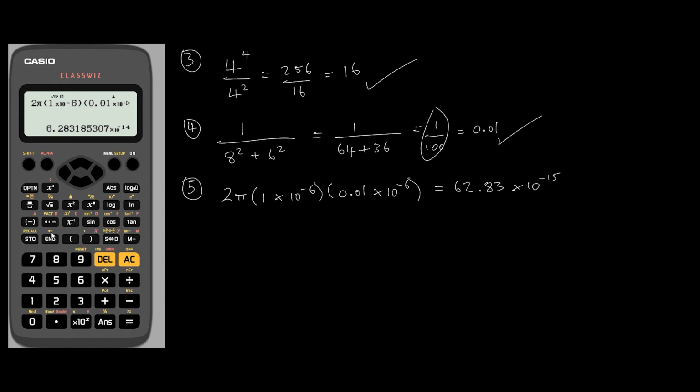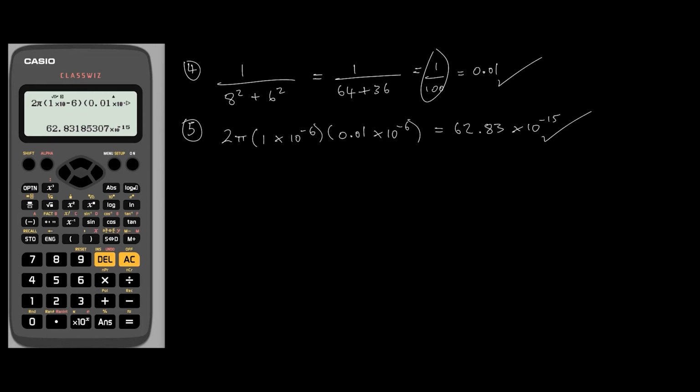It will do when I hit the engineering button here, like so. 62.83 times 10 to the minus 15 is correct. Okay, good progress.